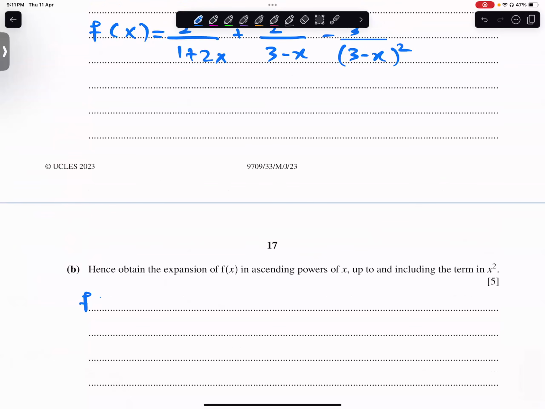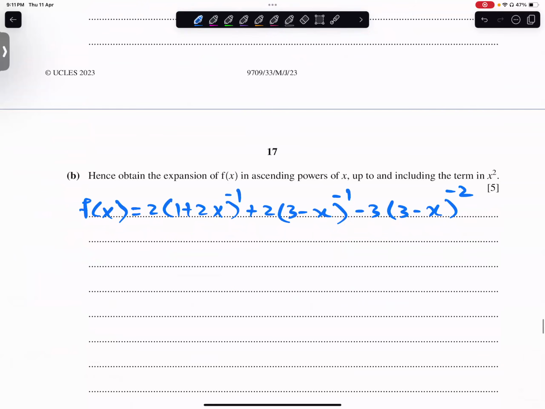So f of x is equal to 2 times (1 plus 2x) to the power minus 1, then again plus 2 times (3 minus x) to the power minus 1, and then minus 3 times (3 minus x) to the power minus 2. Okay. So also I'm going to use this formula here.